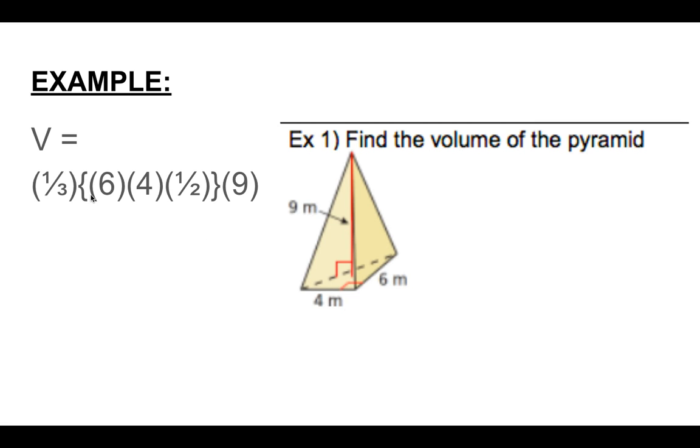I'm showing this part in brackets, the 6 times 4 times 1/2, because I just want to show the base shape area in brackets. Okay, and so again, 6 times 4 times 1/2, that's going to be 12 times 9, which is the height, and then that's going to be multiplied by 1/3. So 12 times 9 times the 1/3 gives me 36 meters cubed. Again, from my other set of notes, we know that volume unit should be shown as cubed.